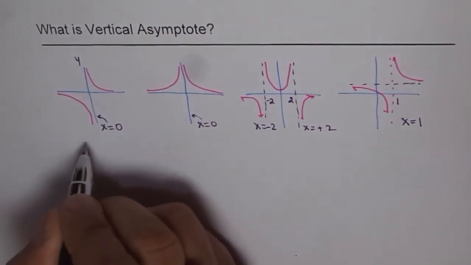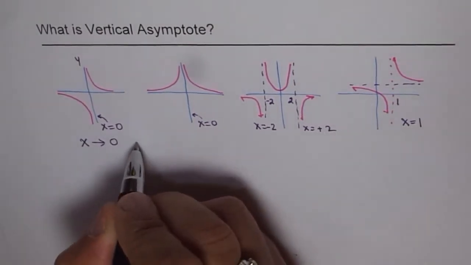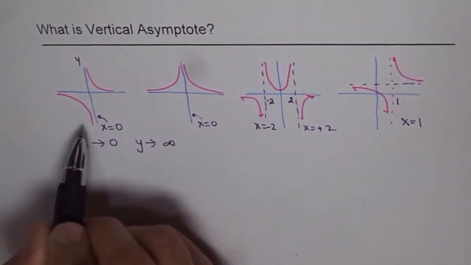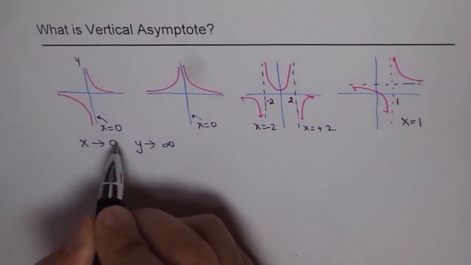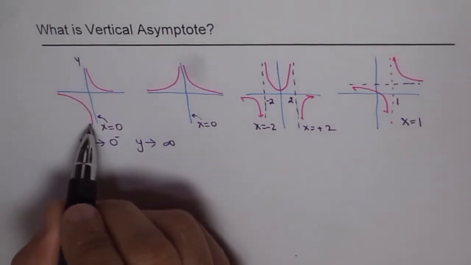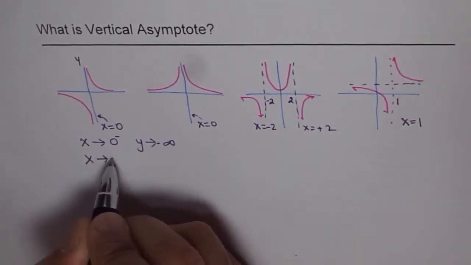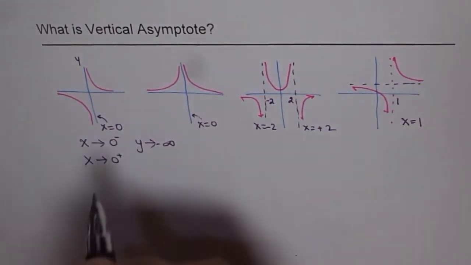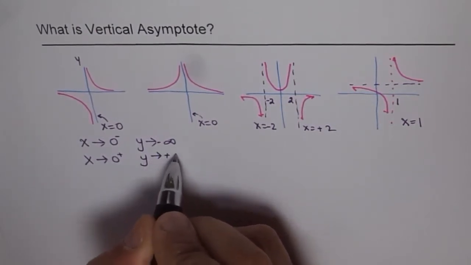Now what you notice here is that as we approach the value of x at 0, what happens to y? This is interesting to find. So as x approaches 0, what happens to y? Now y becomes extremely large. So as you approach 0 from the left side, so we write minus here, that is approaching 0 from the left side, we find that y becomes negative infinity. Do you see that? And if you approach this same value 0, but from the right side, which I'm writing with plus on top of 0, then we see that y approaches positive infinity.